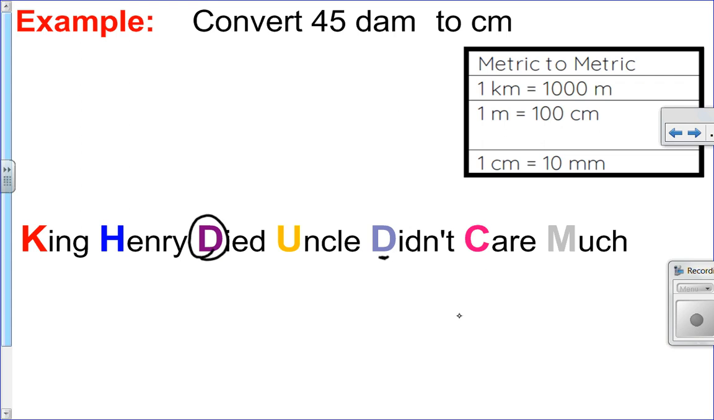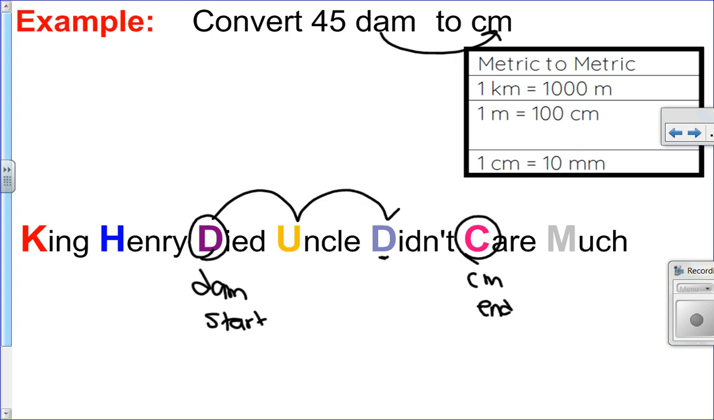This one here is decimeters. So I have decameters. That's where I'm going to start, and I want to convert decameters to centimeters. So I'm going to end up at C for centimeter. To go there, I'm going to move my decimal 1, 2, 3 units to the right. So I move my decimal the same direction that I do on this little chart.